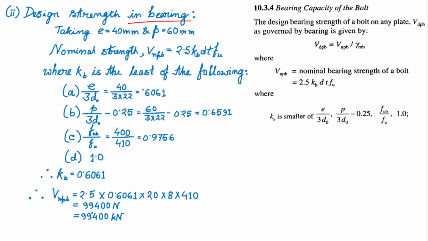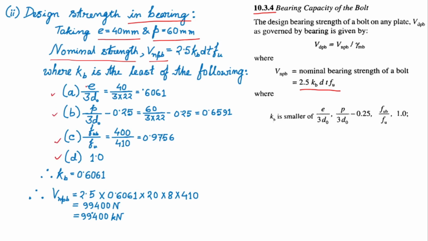To calculate this design strength, we have assumed edge distance as 40 mm and pitch as 60 mm in this case. So nominal strength VNPB equal 2.5 kb d t Fu. So it is taken from clause number 10.3.4, which gives the ideas on bearing capacity of bolts, and this is the equation for nominal bearing strength of a bolt. So what is Kb? Kb is the least of the following: A, B, C and D.